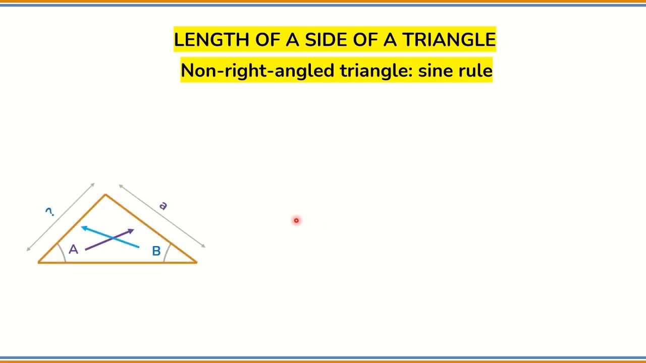For example, if we have this triangle where we know angle A and the opposite side A, and we also know angle B, and we want to calculate the opposite side, which will be lowercase b, we can apply this formula. We will have to rearrange it to make B the subject, and this will be B.